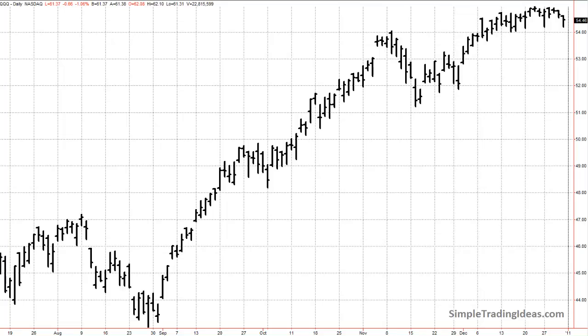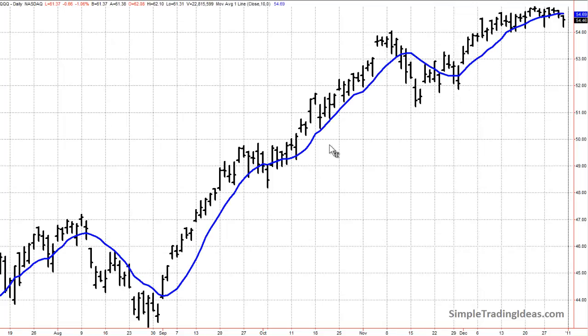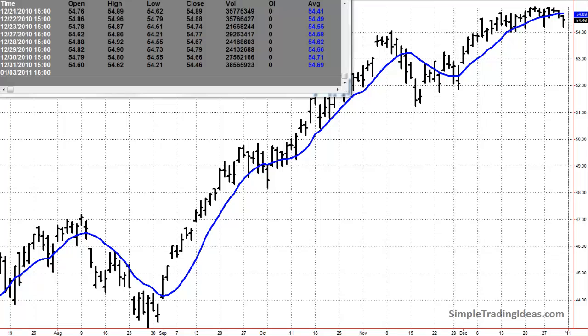Okay, so here we are looking at a simple bar chart of the QQQ, and what we're going to do is place an indicator on this bar chart. And of course, the most widely used indicator, and one of the simplest ones to understand, is the simple moving average. So let's put that on our chart. Alright, so the blue line that you see running through the prices here is a simple moving average. It's a simple 10-period moving average. If you want to see a little bit more about what the moving average is comprised of, we'll take a look at our data window now.